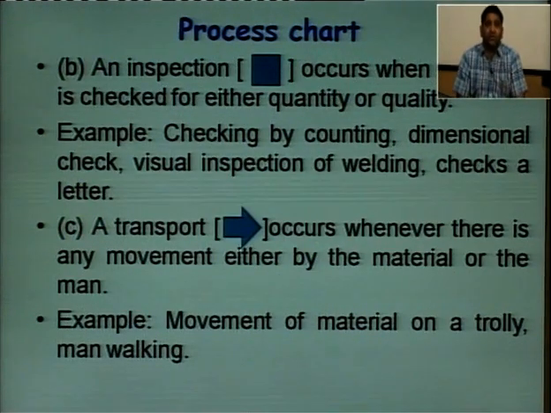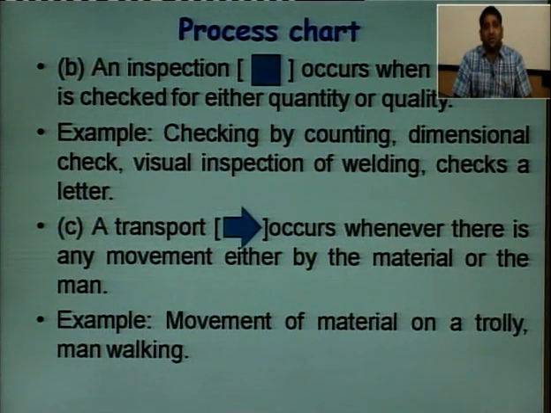Then for inspection we use a small square, which occurs when an object is checked for either quality or quantity. Example, checking by counting, dimensional checks, visual inspection of a building, and checking a letter. See, transportation occurs whenever there is any movement either of material or man. Example is movement of a material on a trolley and man walking.